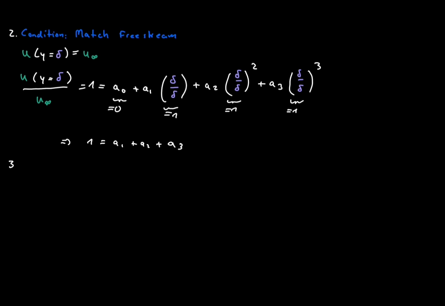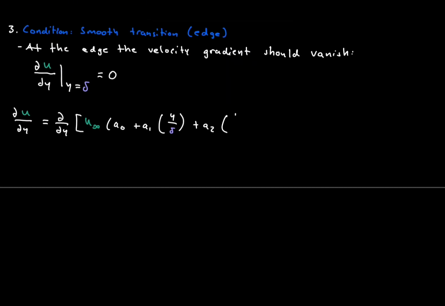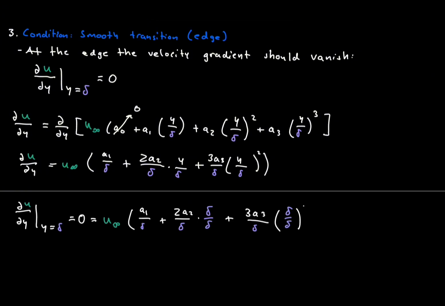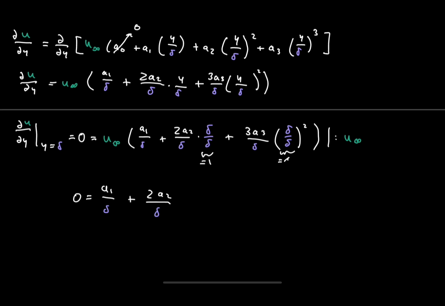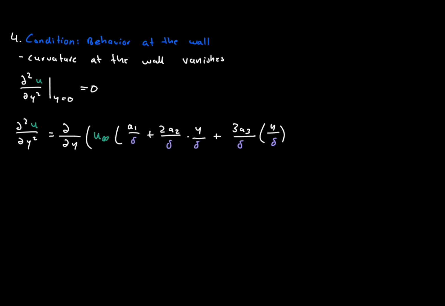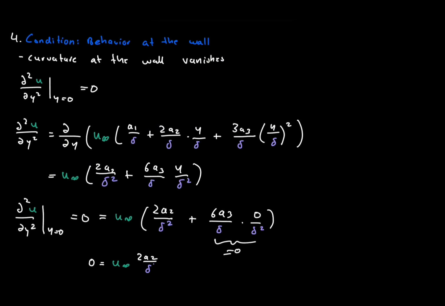Third, at the boundary layer edge, the velocity gradient should vanish. This ensures a smooth transition to the outer flow. Taking the derivative and evaluating at y equals delta gives coefficient 1 plus 2 times coefficient 2 plus 3 times coefficient 3 equals 0. Fourth, from the boundary layer equation, the curvature at the wall is 0. This gives coefficient 2 equals 0.